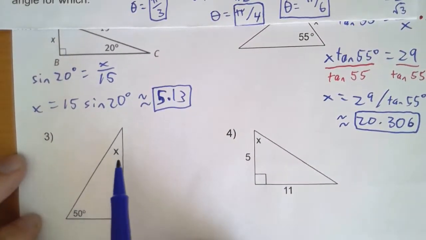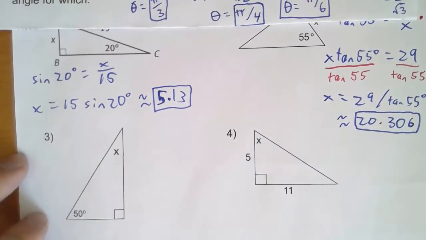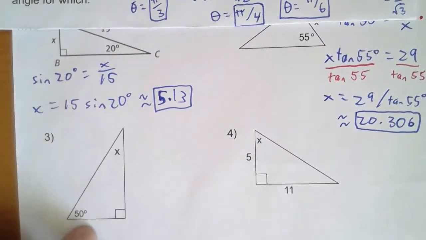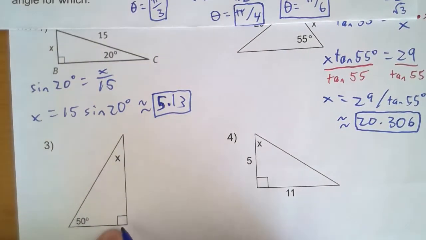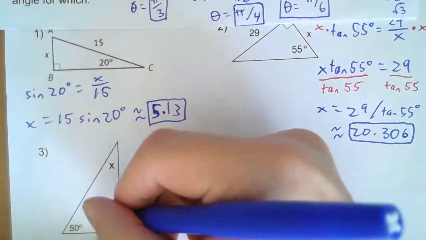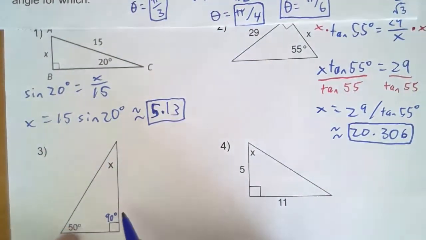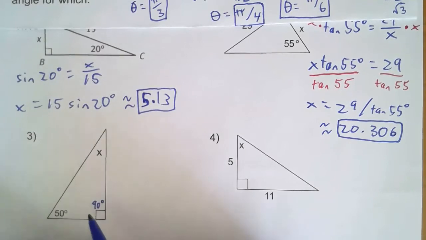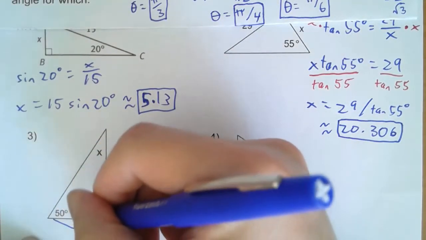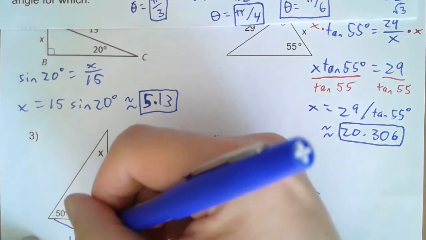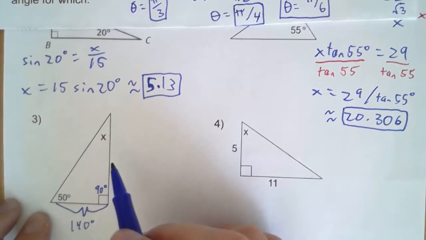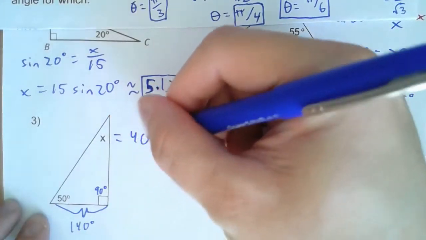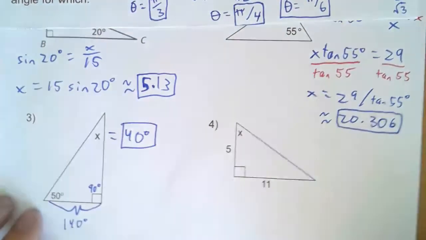How about this x? So this x is an angle right here. Well, just make sure you remember the angles of any triangle have to add up to 180 degrees, right? And we know that this one is already 90 degrees here. So if we've already got 90 degrees plus this 50 would be 140. So far, we've got 140 degrees from those two angles. So if it has to add up to 180 degrees, then x has to equal 40 degrees.